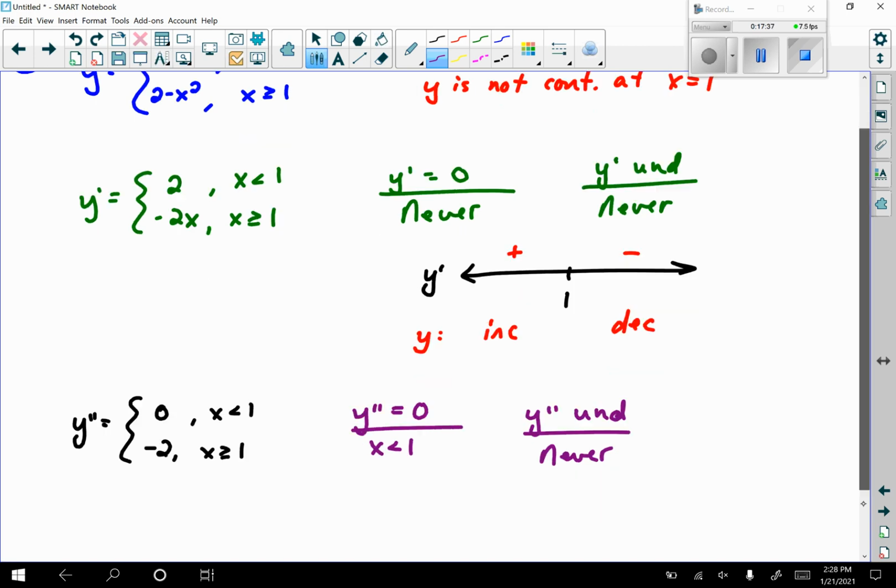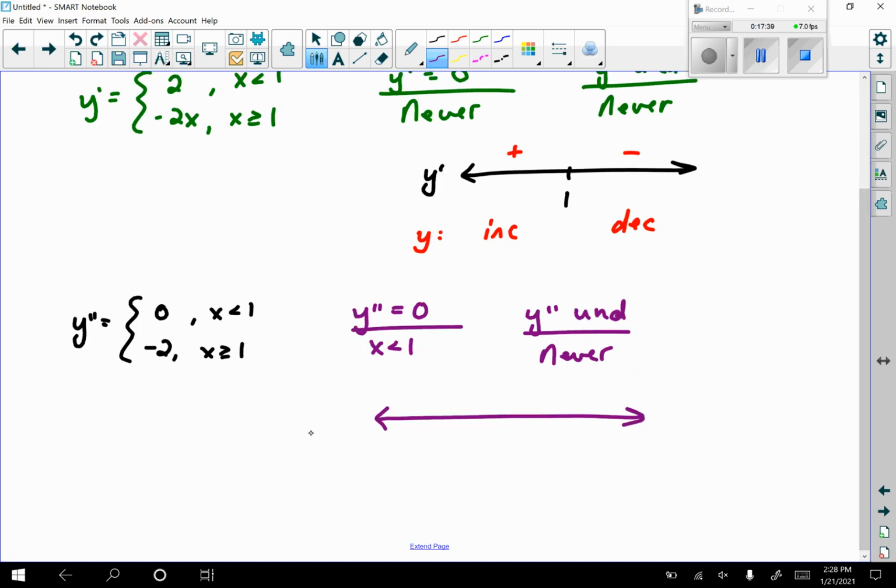So we'll make ourselves the second derivative number line. We'll still put 1 here. Now, we're not going to get a plus or minus. It's always 0 here. But over here, when x is greater than 1, our second derivative is negative. So there's no concavity for less than 1. And if you notice the original function, y equals 2x, it's linear, so there's no curve to it whatsoever. But then we're concave down afterwards. So what this still means is no point of inflection.